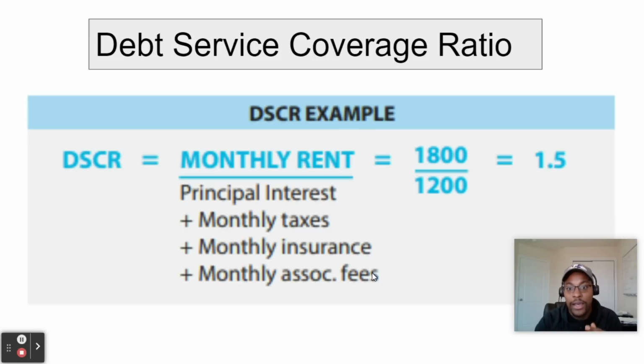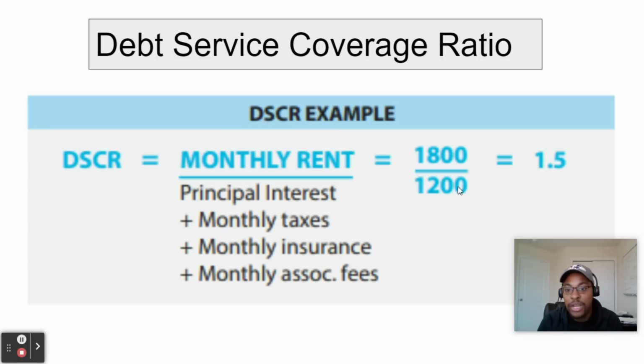So basically, in this example, we have a monthly rent of $1,800, and then the monthly costs of the property, including the principal and interest on the mortgage, the taxes, insurance, and association fees, is $1,200. So the ratio is 1.5. Now, the reason why debt service coverage ratio is important is because they're evaluating each property by the DSCR, right? So it has to hit a certain ratio. So, like in this example, after all expenses, you still have about $600 left over. There has to be a certain level of cushion in order for the deal to really make sense, right?